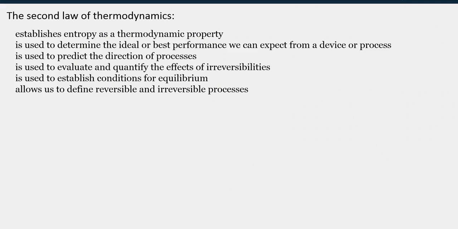We also know the second law is used to determine the best or ideal performance that we can expect from a device or process. We understand that ideal or best performance is not achievable, so this tells us things like the maximum amount of work we can take from a turbine, or the minimum amount of work that's required to pump a fluid.